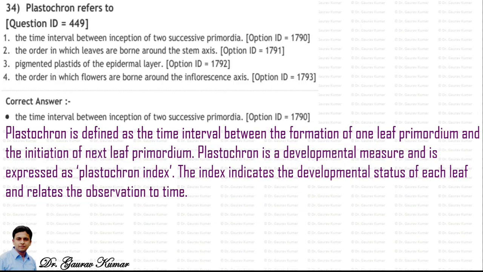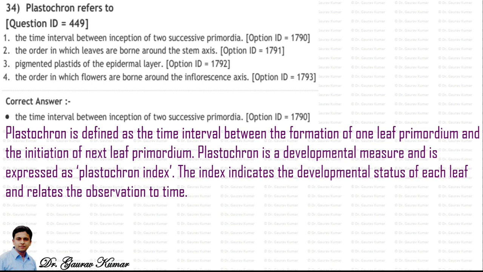Next question, plastochron refers to. So the answer is the time interval between inception of two successive primordia. I'll just explain what is a plastochron. So plastochron is defined as a time interval between the formation of one leaf primordium and the initiation of next leaf primordium. Plastochron is a developmental measure and is expressed as plastochron index. The index indicates the developmental status of each leaf and relates the observation to time.